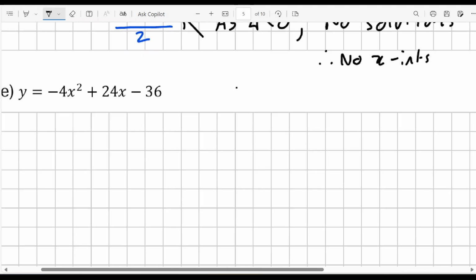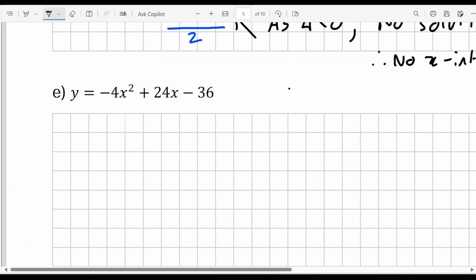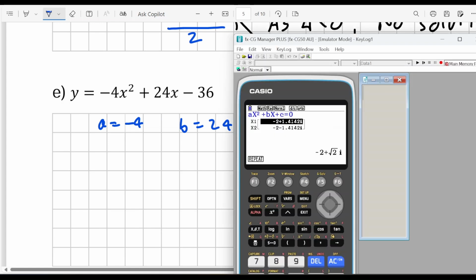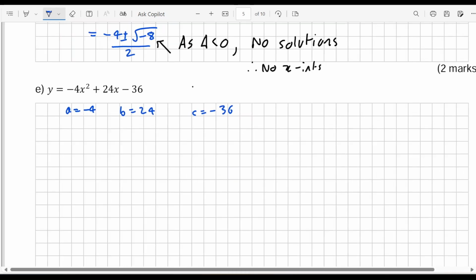All right, this one here, there's a couple ways we can do it, but probably the easiest way is just to try the quadratic formula. a is going to be minus 4, b is going to be 24, and c is going to be minus 36. And I'm actually going to preempt here what we're hoping it might be. So minus 4, 24, minus 36. And if we solve that, it looks like we might get this solution. So let's see what we get from the quadratic formula.